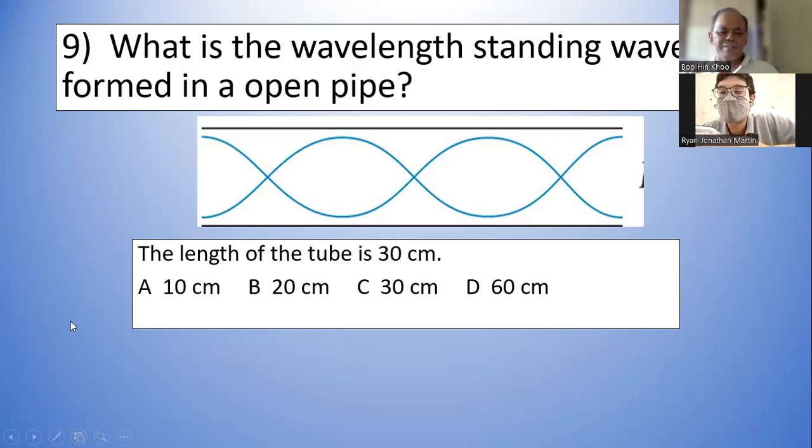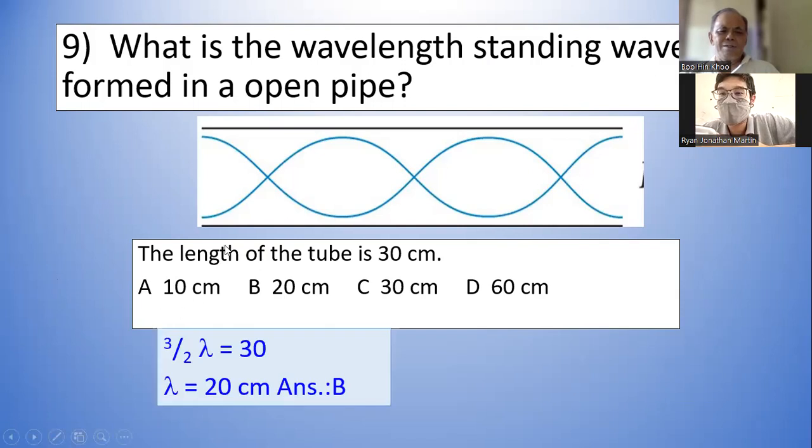20 cm. Right, if you look at the top one, that is one wavelength, plus another half, so 1.5 wavelength equals 30, and lambda is 20 cm.